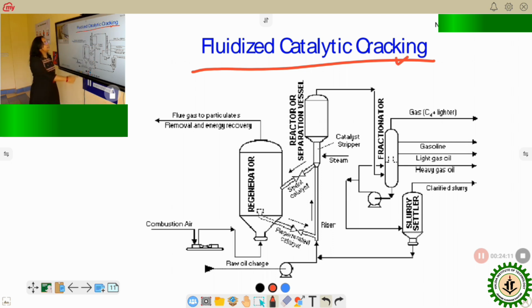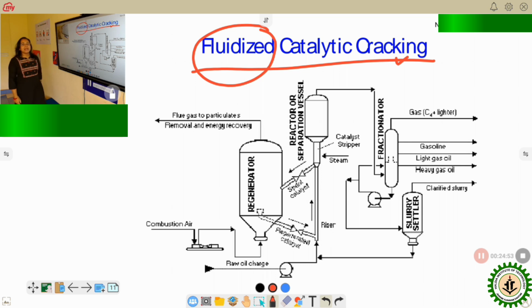Now the second word is catalytic. Catalytic means that cracking has been taking place in the presence of a catalyst. That's why we term it catalytic cracking. Cracking can be of other types also. Thermal cracking is also there, where we provide very high temperature for cracking the higher hydrocarbons to lower hydrocarbons. But here we have mentioned catalytic cracking, which means cracking is taking place in the presence of a suitable catalyst. That's why catalytic cracking.